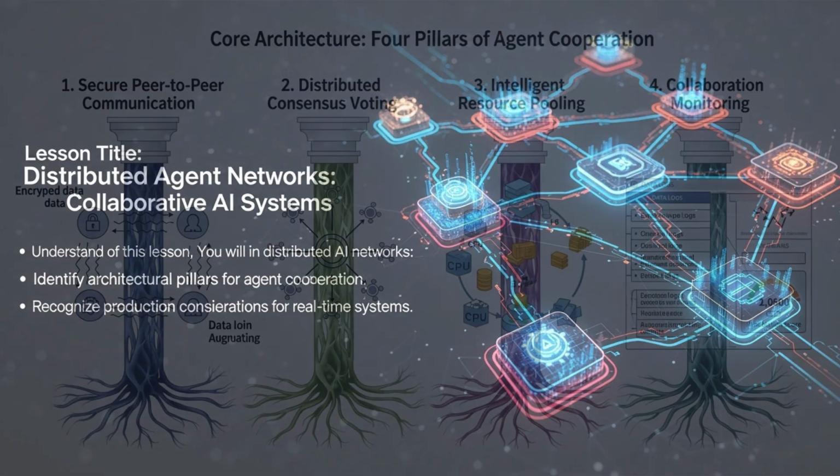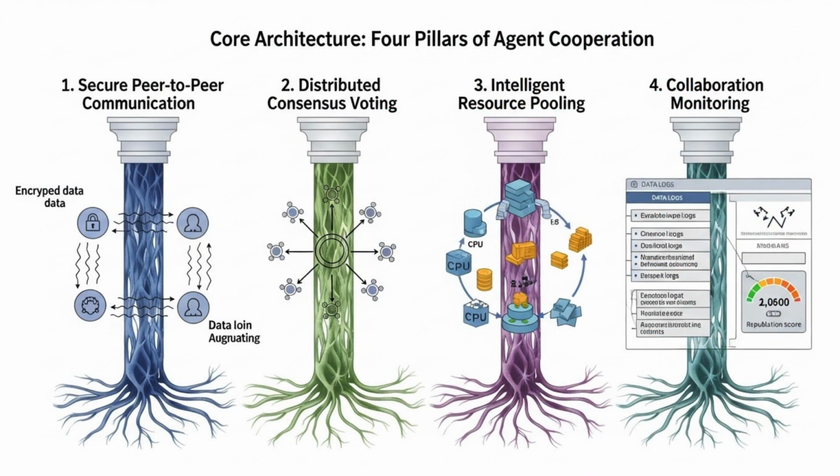Let's get started. At the heart of any effective distributed agent network are four fundamental pillars that ensure seamless cooperation and resilience. First, we have secure peer-to-peer communication. Each agent is given a unique cryptographic identity, like a digital passport. They exchange encrypted messages and use mutual authentication, ensuring that both parties verify each other's identity before any sensitive information is shared.